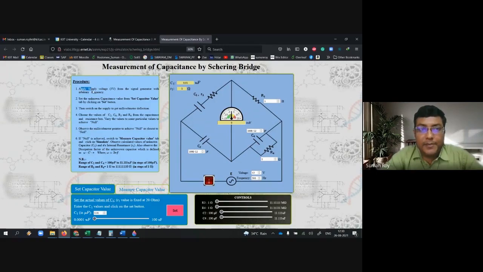For example, apply supply voltage 3 volt. From here, you can reduce it to 3 volt. You can set 3 volt of any arbitrary frequency. So keep it 500 hertz, no problem.